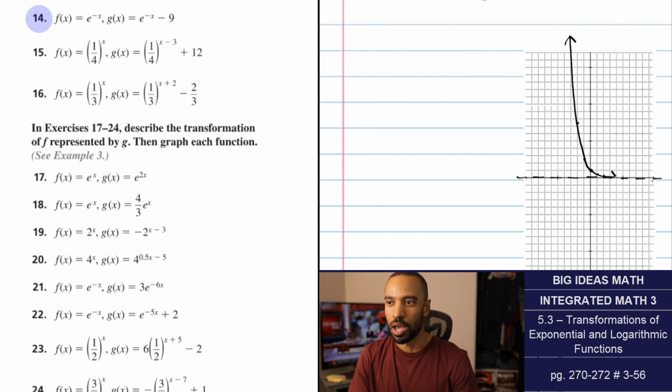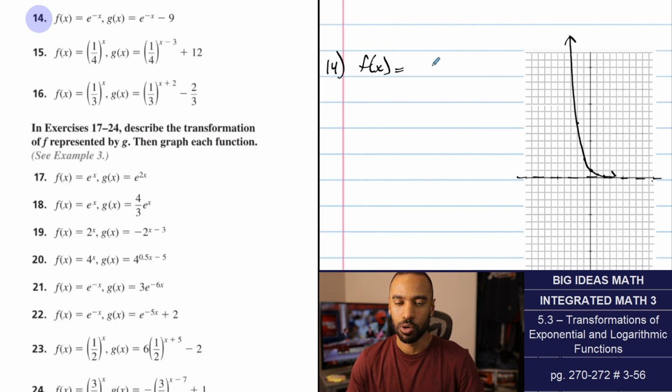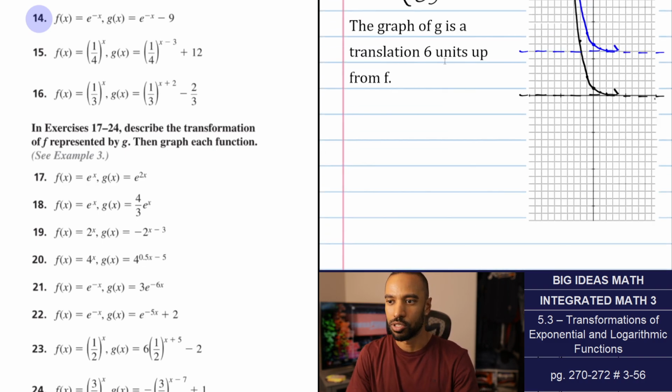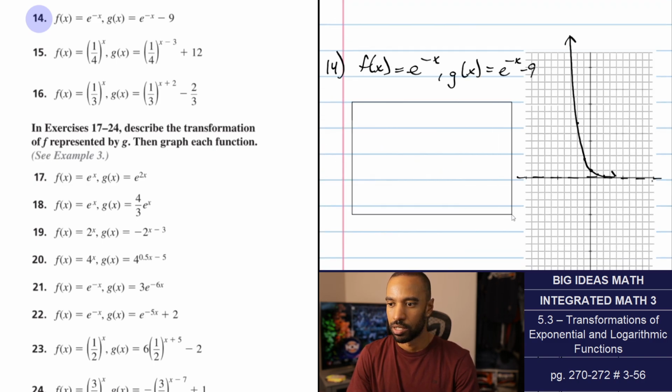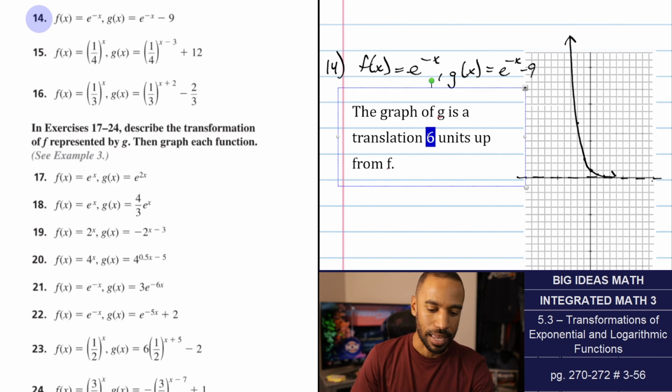Okay, let's do number 14. F of x equals e to the negative x. G of x equals e to the negative x minus 9. This is a translation 9 units down. In fact, I can even copy paste this one so my typing skills don't get in the way. 9 units down from f.